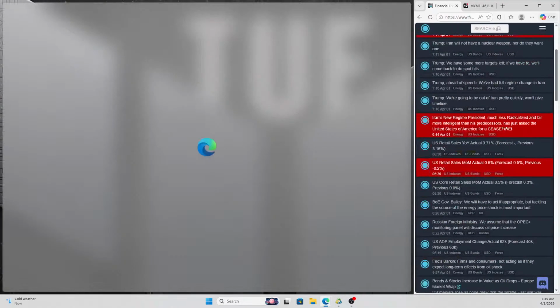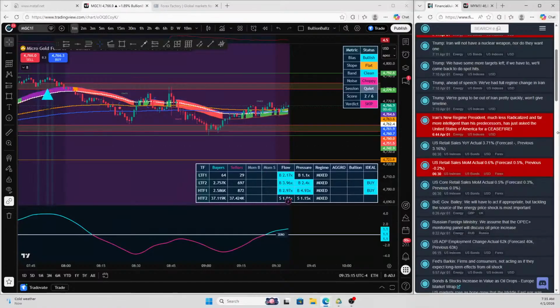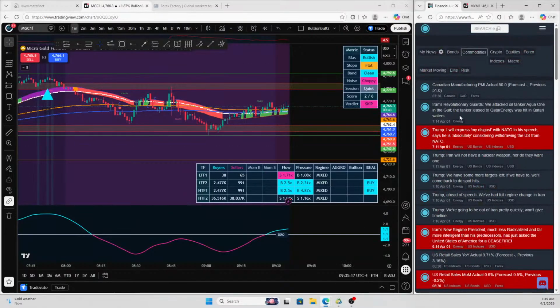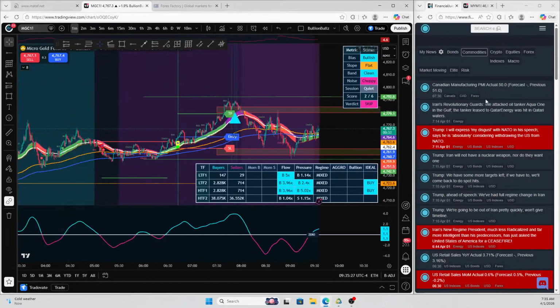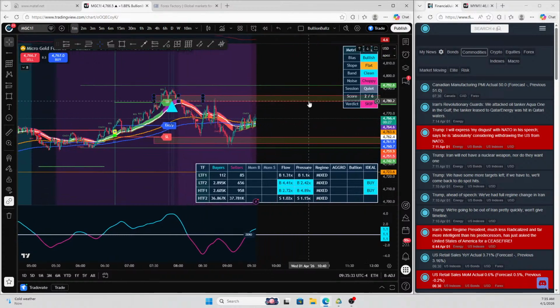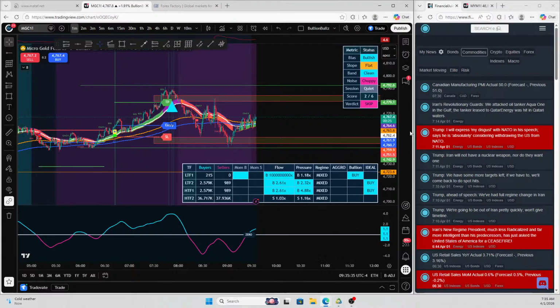News is still coming out. We attacked oil tanker Aqua One in the Gulf. The tanker leased to Qatar Energy was hit in Qatari waters. It seems like there are still some hits going on in the market, and we're still seeing some uncertainty around these events.